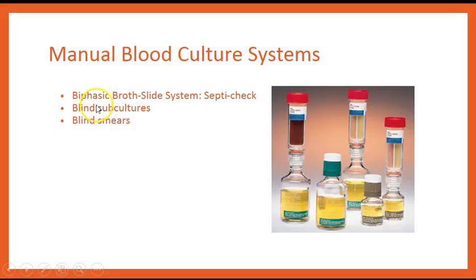There's also this thing called blind subcultures, and that's what this is. You're putting the blood culture broth on the agar to see if anything grows. If bacteria was going to grow, it would be cloudy here. But if you do a blind subculture, there may be bacteria here and it's not cloudy yet because there's not enough to make it cloudy. And also a blind smear. This is when we do a gram stain from a blood culture bottle. And these can be done not only from these biphasic bottles, but from the regular blood culture bottles if needed.